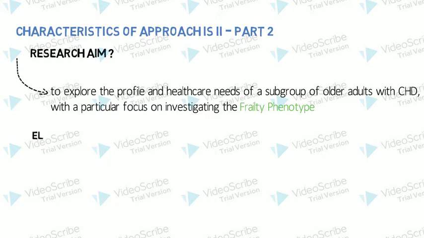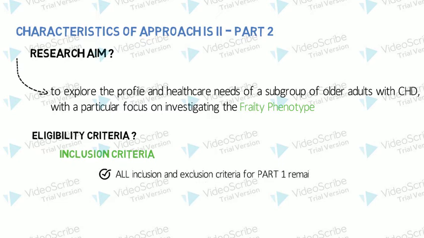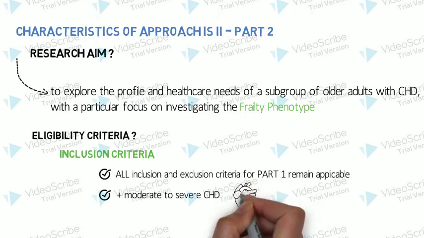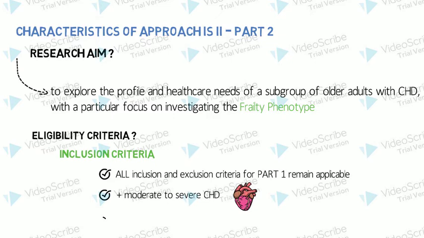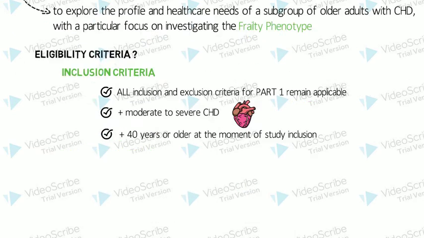In order to be eligible for participation in Part 2 of this study, some inclusion criteria are applicable. First of all, in- and exclusion criteria for Part 1 remain applicable. However, we select only patients with a moderate to severe congenital heart disease who are eligible for participating in the second part of this study. So patients with a mild congenital heart disease are excluded. Furthermore, only patients who are at least 40 years or older at the moment of study inclusion are considered.